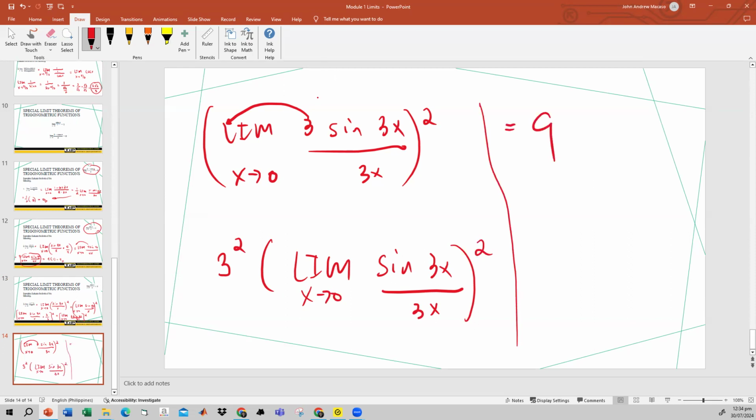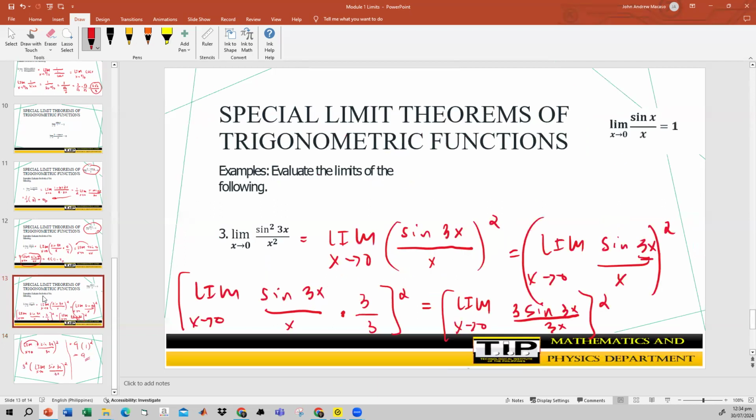So in that case, what is 3 squared? That's equal to 9. Then what is the value of this thing? That's 1, then squared. So this will become equal to 9. So this will become now the value of this given.